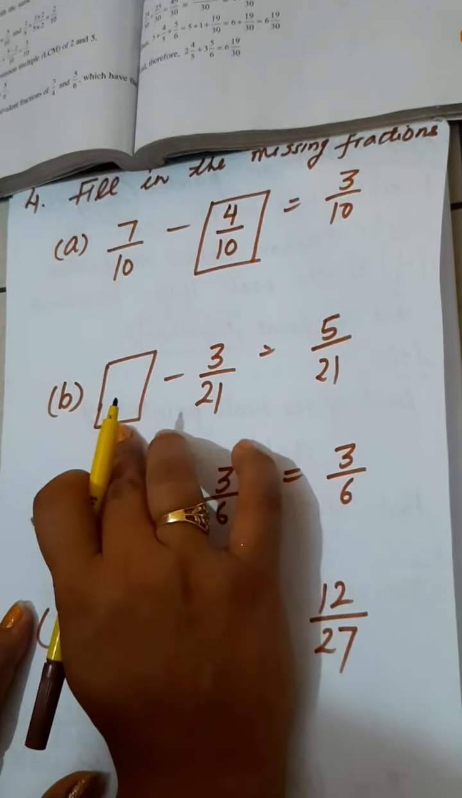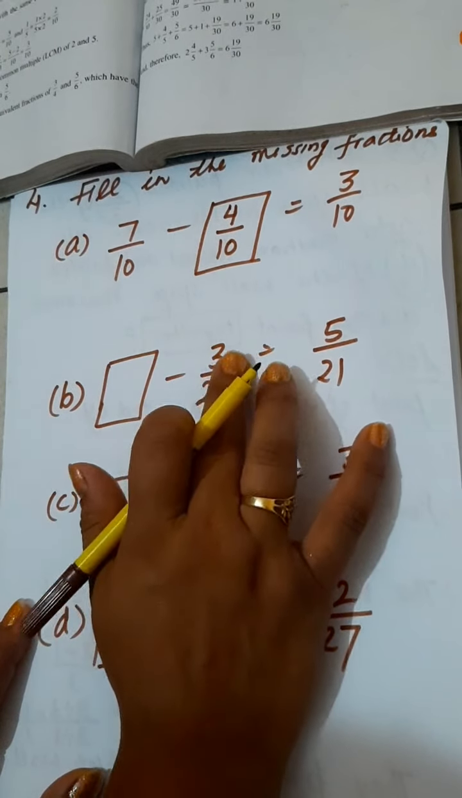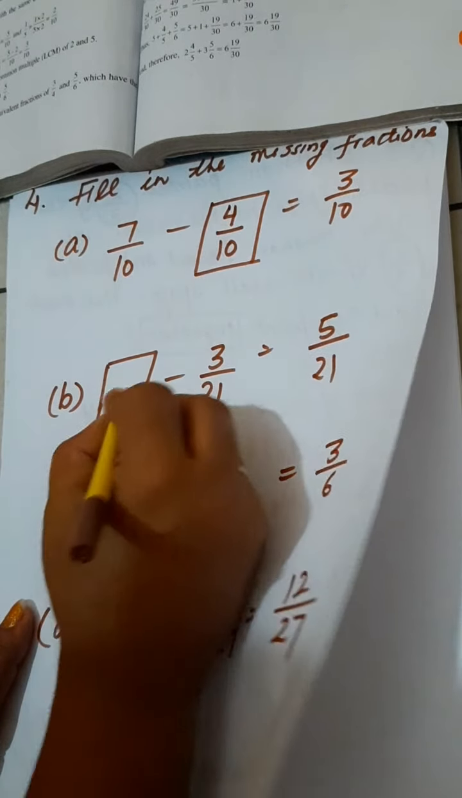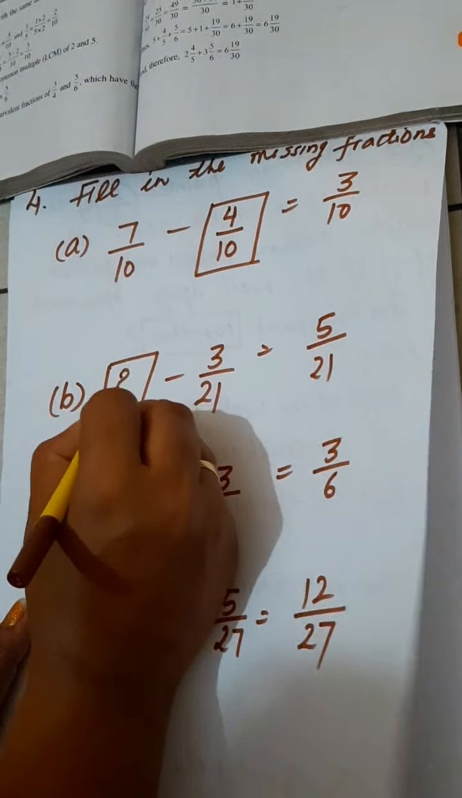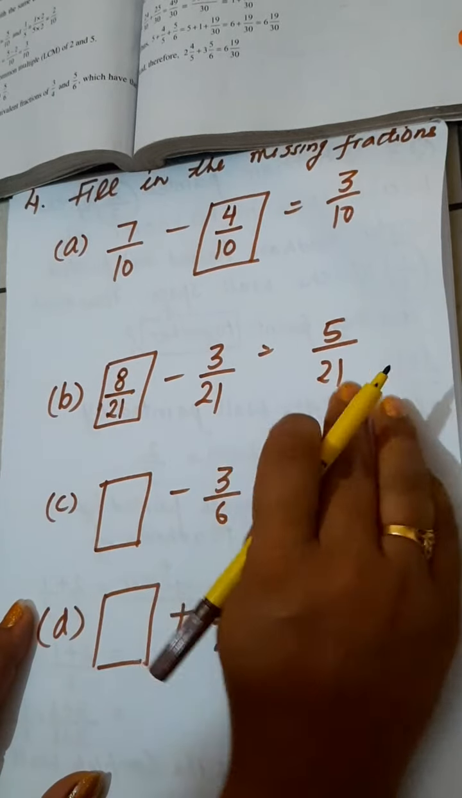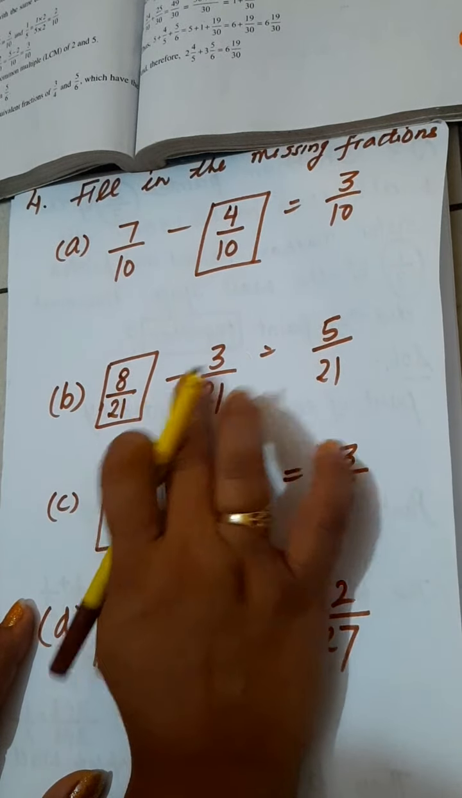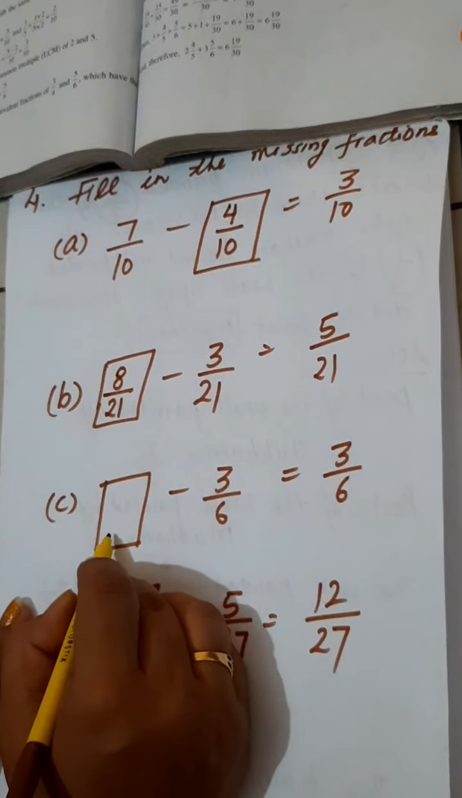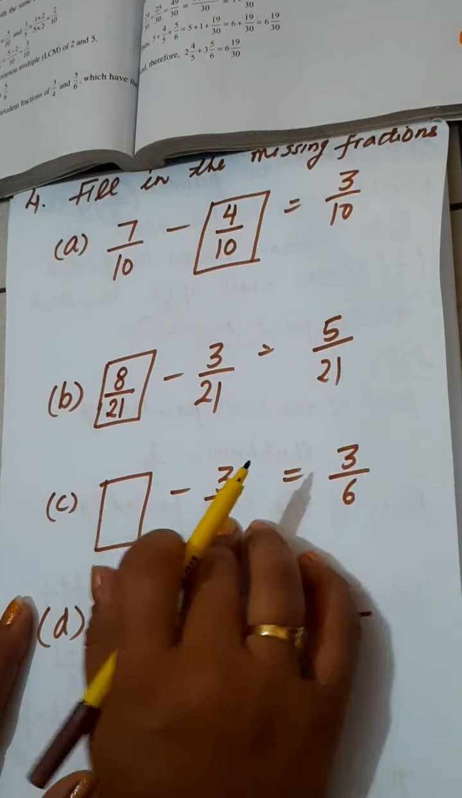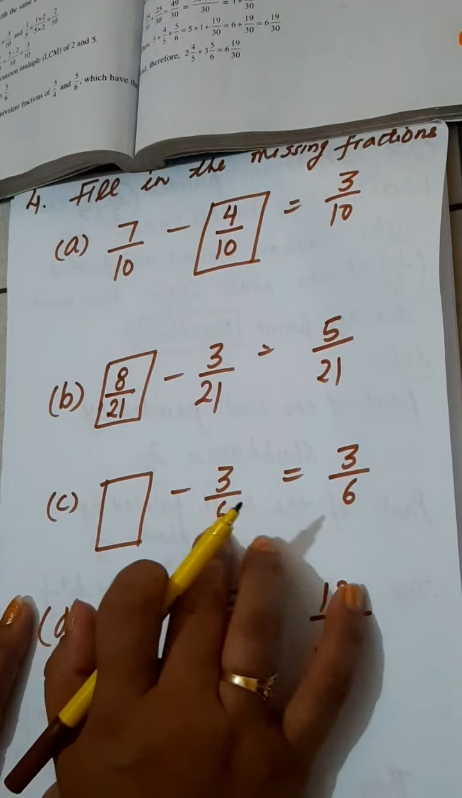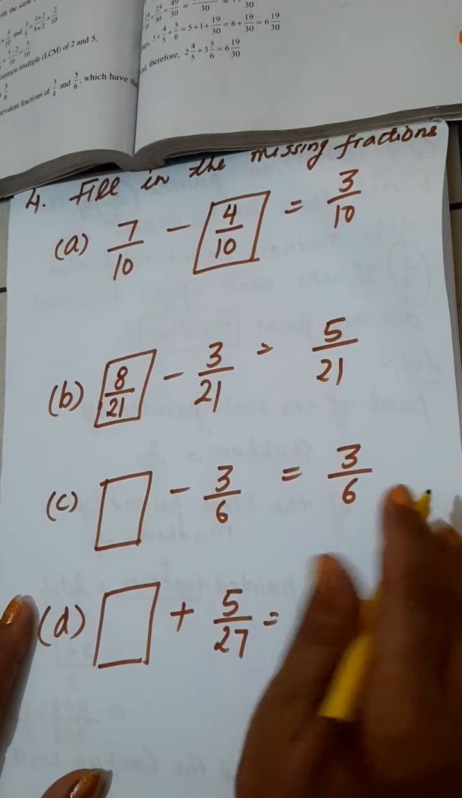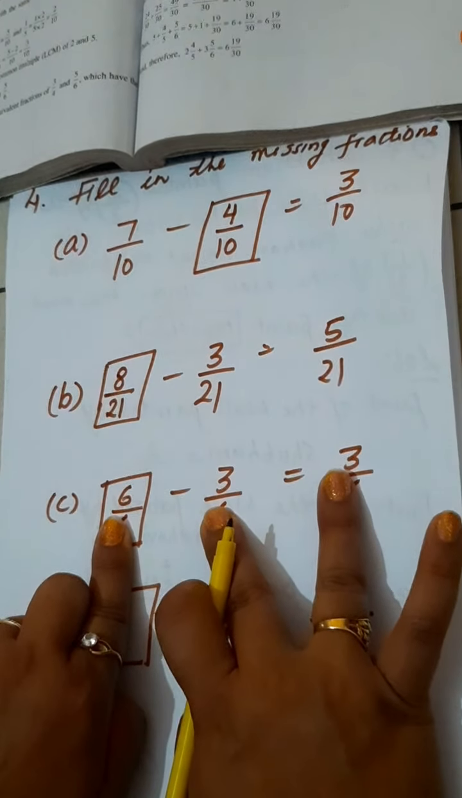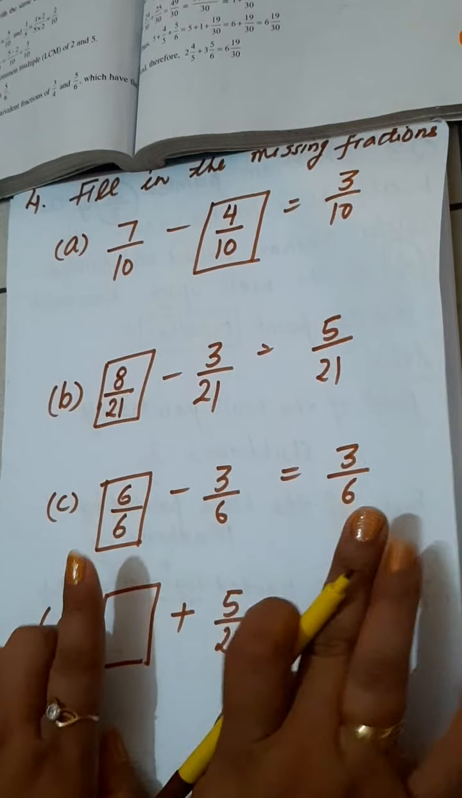Then next I have this blank minus 3/21 equals 5/21. So for this, if I subtract 3 from 8, I will get this. So 8/21 minus 3/21 equals 5/21. Similarly, you have to solve part C. And here we have 3/6. From which number I subtract this number so that I will get 3/6? So it is clear, that is 6/6, because 6 minus 3 equals 3, and here denominators are same.